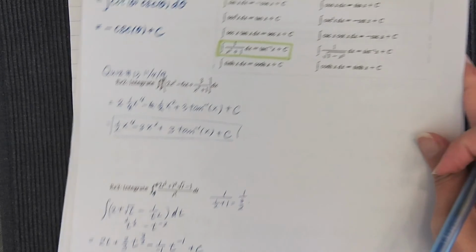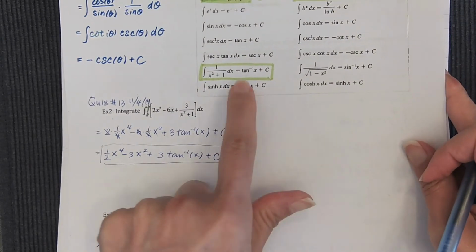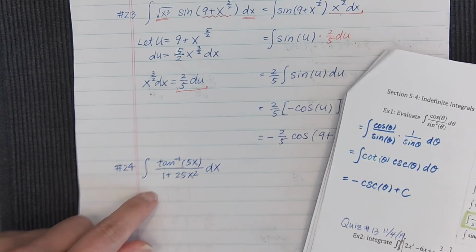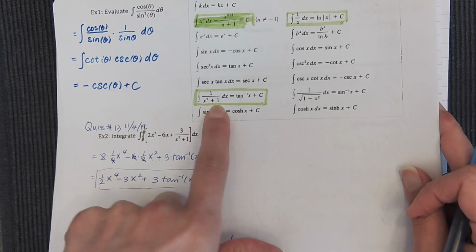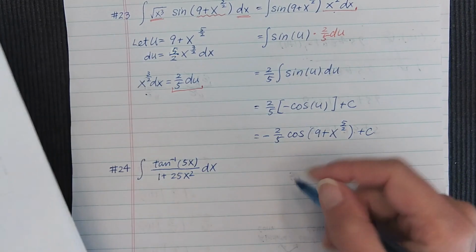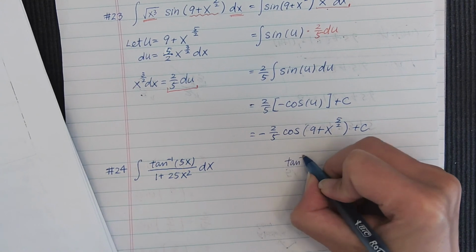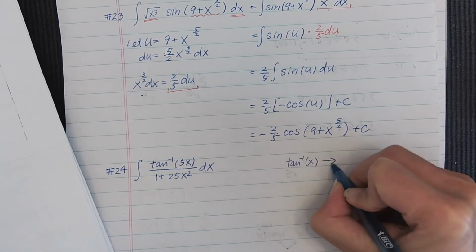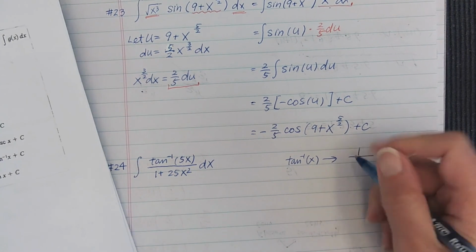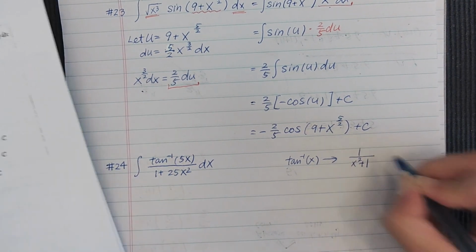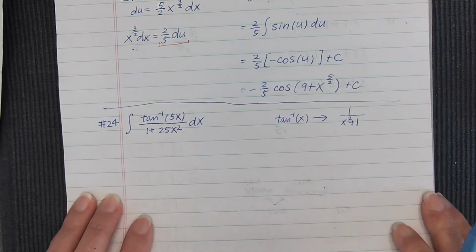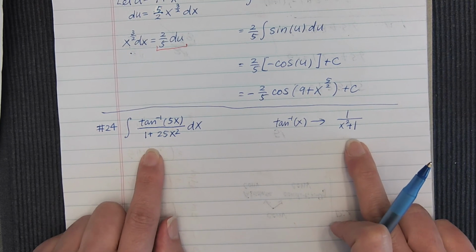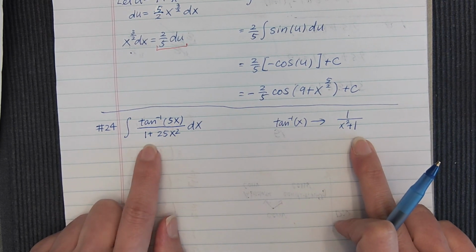Do you remember this formula? Okay, so here's the question. This formula, you have to remember it. If I have tangent inverse of x and I take the derivative, it becomes 1 over 1 plus x squared. That's the derivative. Wow, this really looks like that one happening, right?